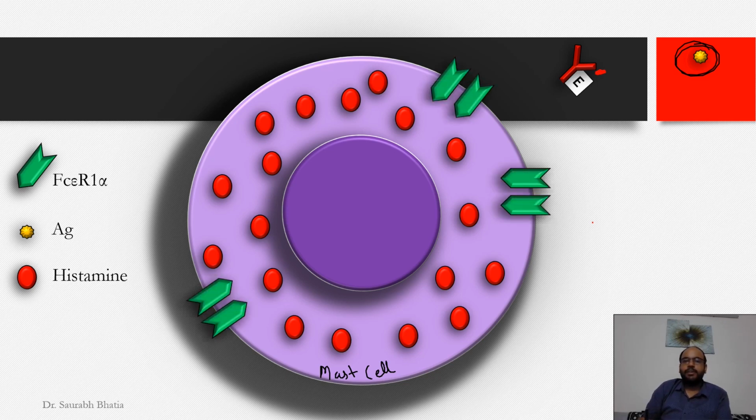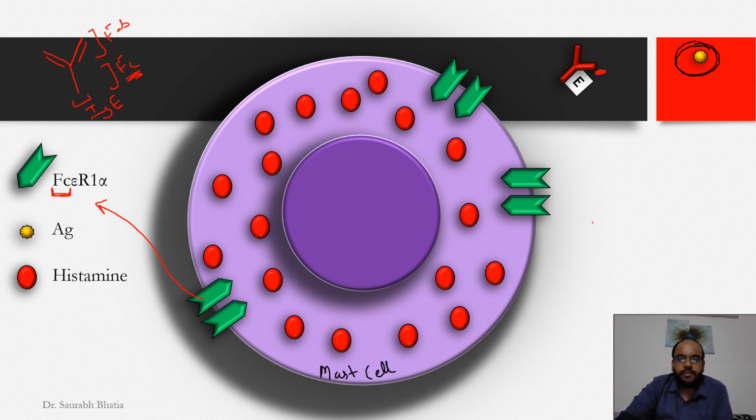Okay, so these green areas are known as Fc epsilon R1 alpha receptors. These are actually a receptor for the Fc component. Remember in the last IVIG video we talked about that an antibody has Fab and Fc component. If that antibody is IgE, this receptor is for the Fc component of IgE antibody. So it acts as a receptor for that.